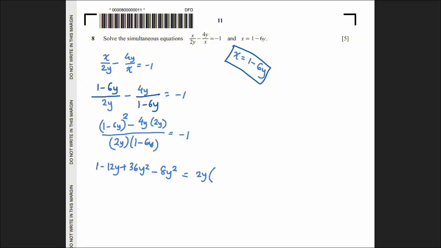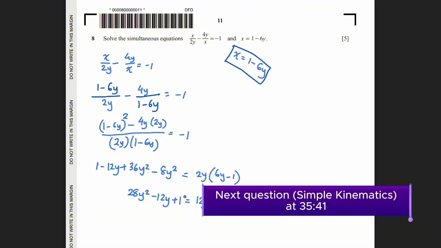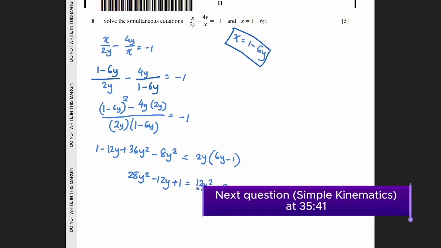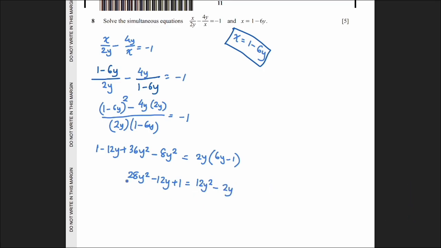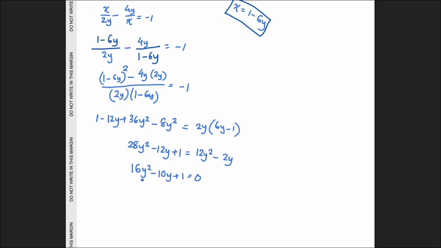As this is a minus 1, I'm gonna switch these. What is 36 minus 8? That is 28y squared minus 12y plus 1. Then we're going to distribute 2y over there. 12y squared minus 2y. Now we subtract 12y squared from both sides. 28 minus 12, it is, I think, wait, no, that is 16, right? Yeah. Oh my god, I'm tripping now. Now this is minus 10y, right? Yeah, okay. Let's factorize this.